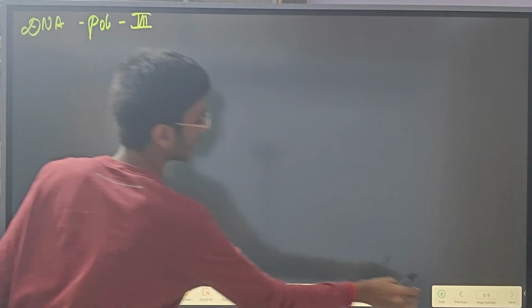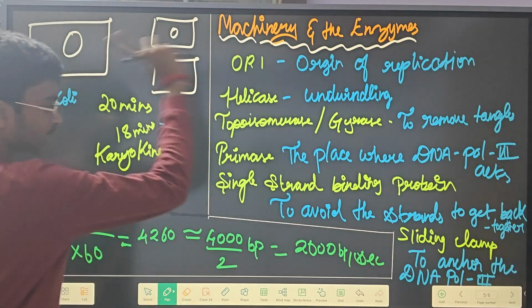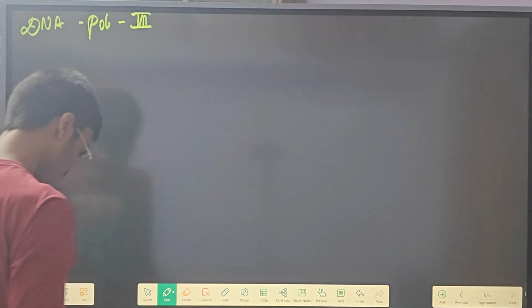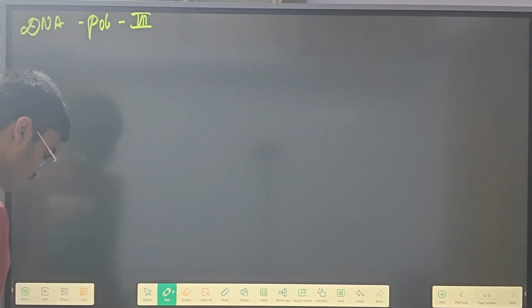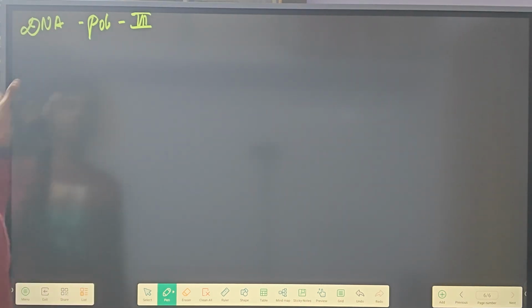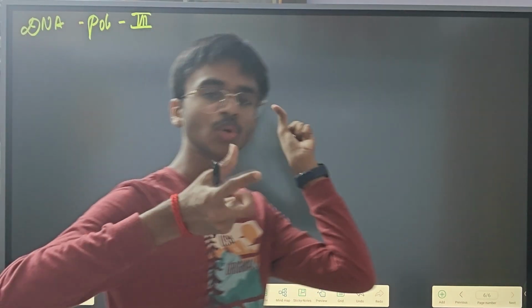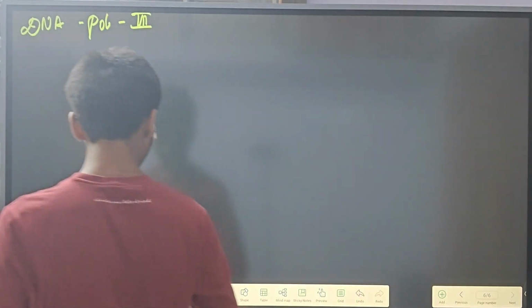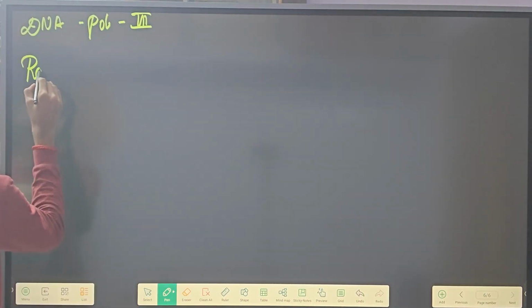Polymerase 3 will be acting out, and after that we will be getting sliding clamps. Coming back to this topic, I've said about the sliding clamp, right? So this will be creating a new DNA molecule. Next, you will be having the raw materials.